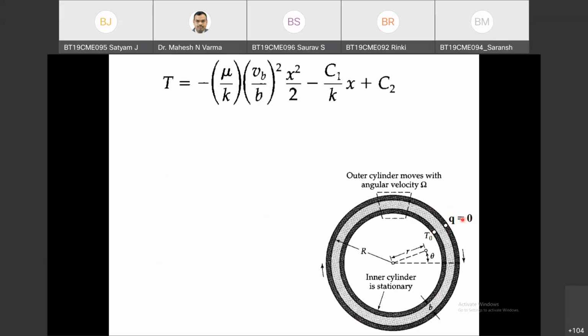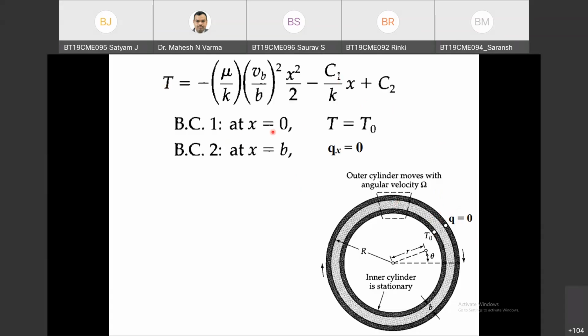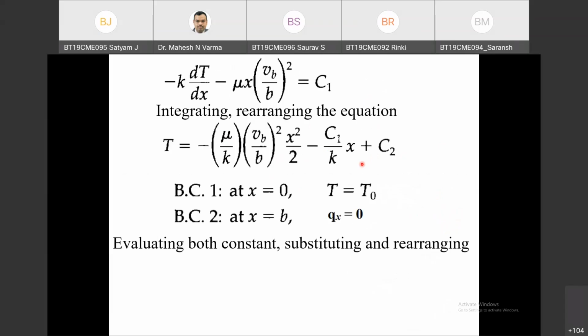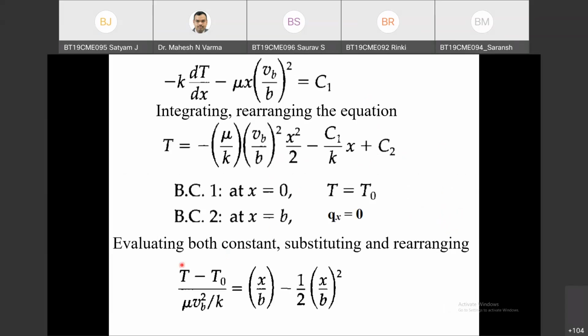Flux equals 0 means dT by dx will be equal to 0 here. From that dT by dx I can calculate C1, and at x equals 0, T equals T0, you can calculate C2. So substituting x equals 0, T equals T0, and at x equals B, qx equals 0, meaning dT by dx equals 0, and evaluating, this will be the temperature profile with this boundary condition.